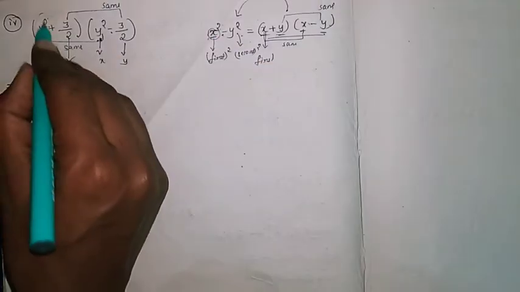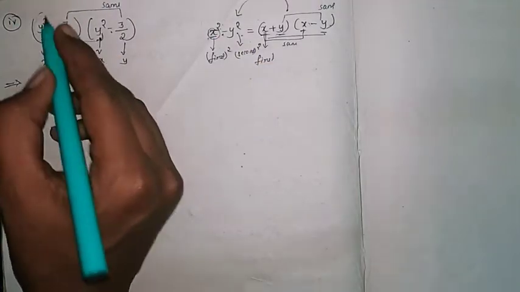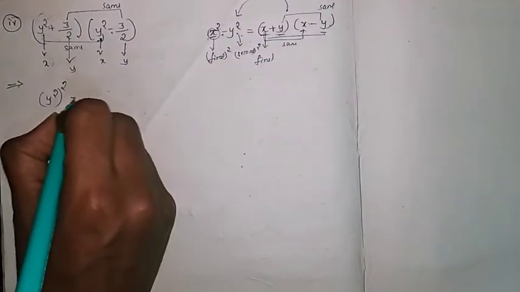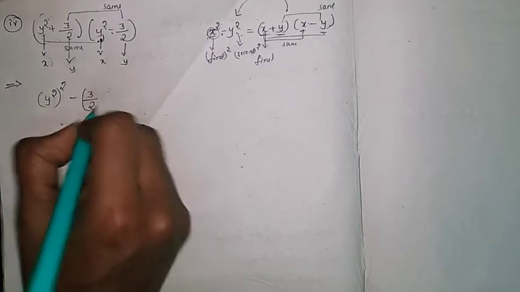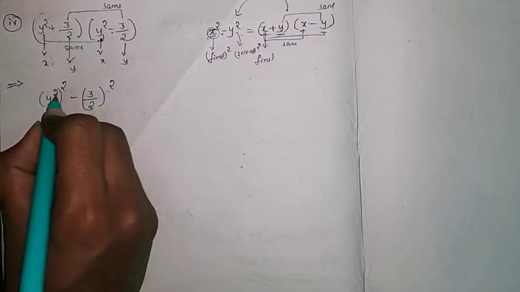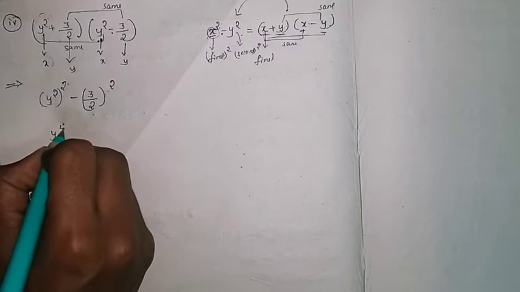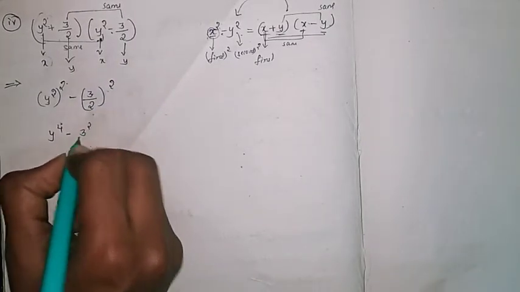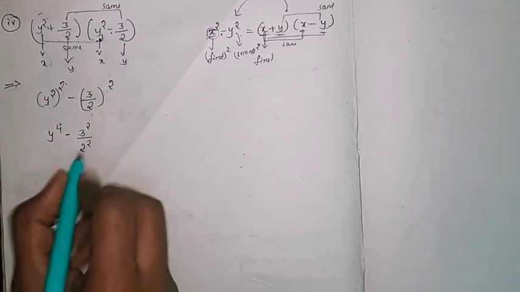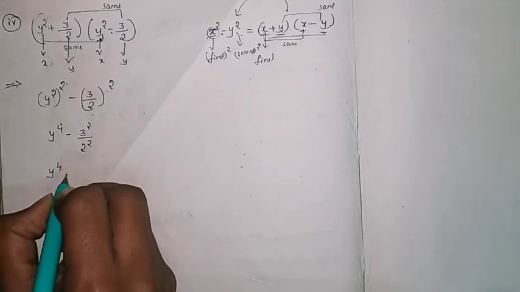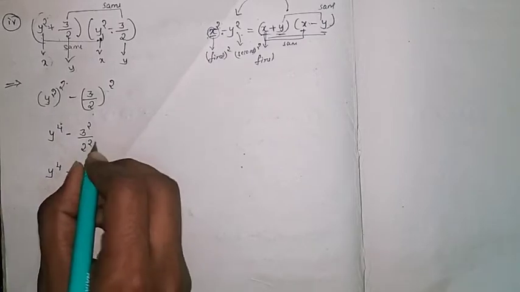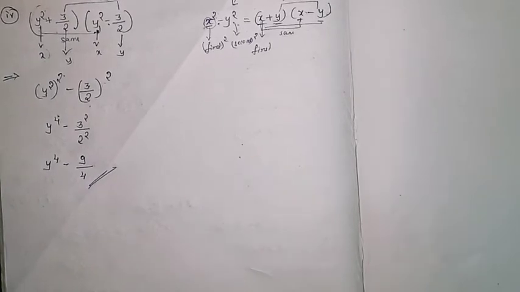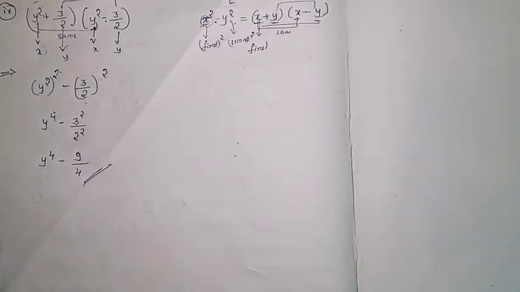The x value is y square, and that square you have to write, and the y value is 3 by 2. In the formula it is 3 by 2 whole raised to square. So y square into square, that is y raised to 4, minus 3 square and 2 square. You have studied this in exponents. Y to the power 4, 3 square is 9, 2 square is 4. So this is our required answer. This is the fourth one.